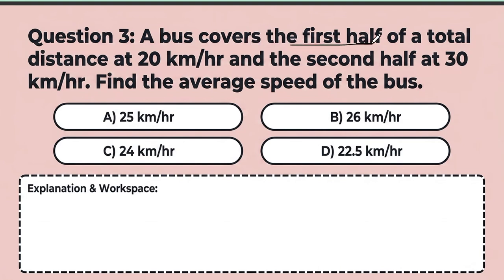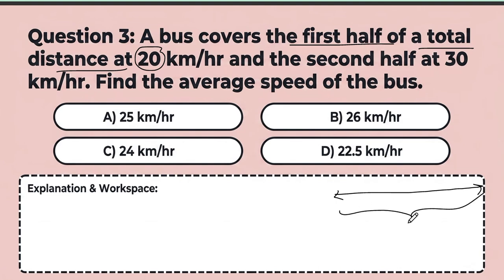A bus covers the first half of the total distance at 20 km per hour. From the total distance, the first half. Let's say this is the total distance d. The first half means exactly d by 2. So the first half is covered at 20 km per hour, and the second half, the remaining, means distance is equal here in this question, at 30 km per hour. The question is to find the average speed of the bus.